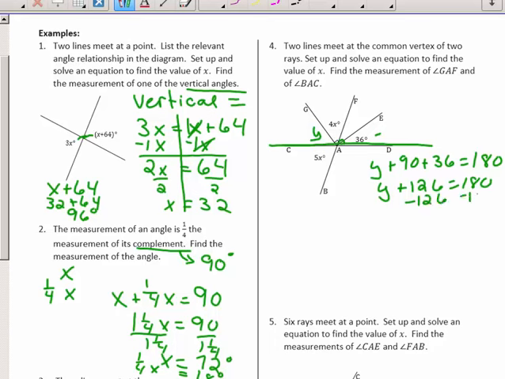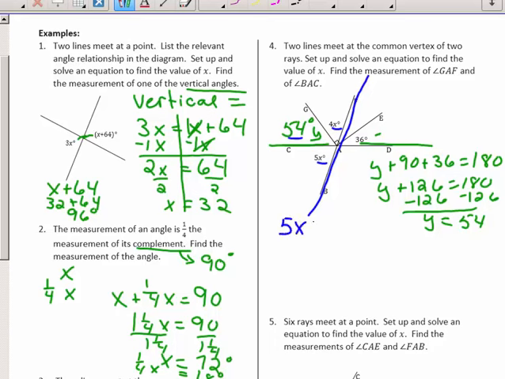Subtract 126. So now I know that that little missing piece is 54. So this angle is 54 degrees. So now, because I have this line, the blue one is made up of the 5x, the 54, and the 4x. Now I have enough information to be able to set up my equation.